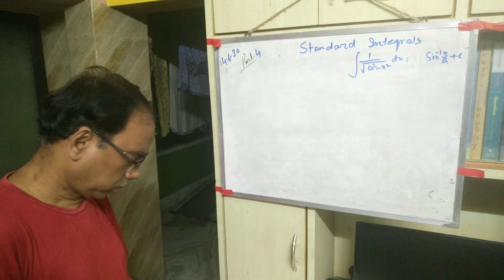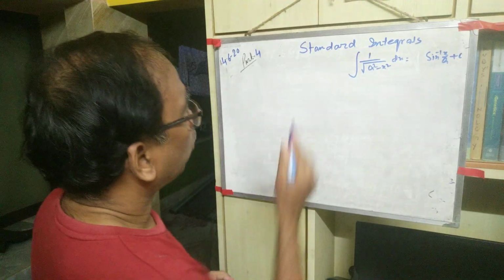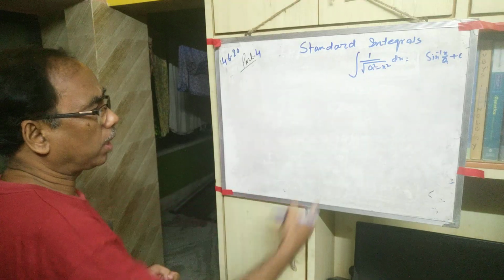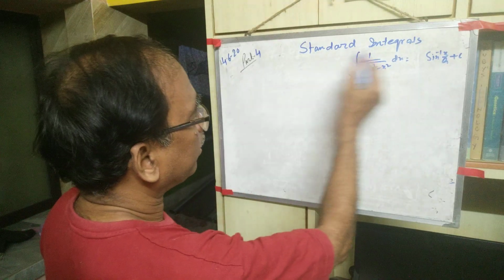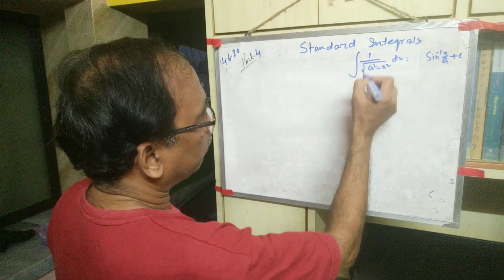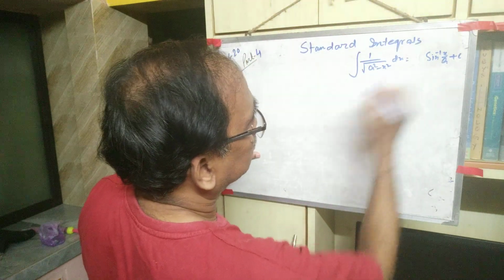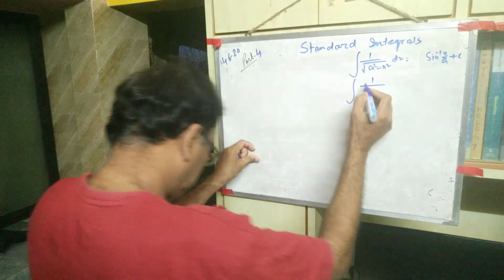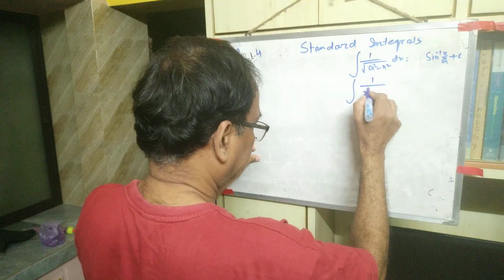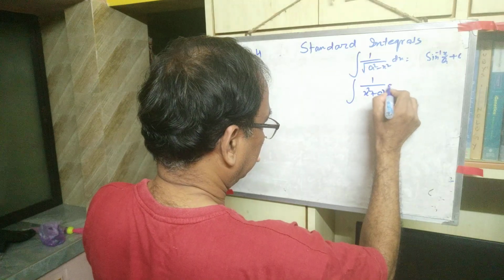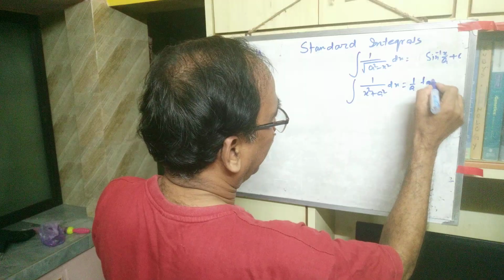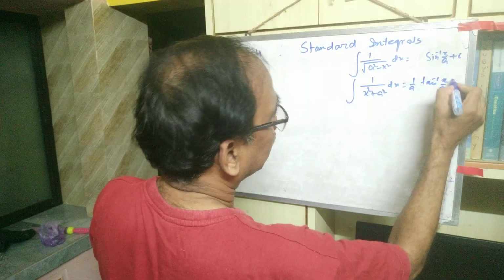Hello student, today we want to start standard integrals. There are a few formulas for these standard integrals. Integration of 1 by root over a square minus x square dx is sine inverse x by a. Integration of 1 by x square plus a square dx equals 1 by a tan inverse x by a plus c.